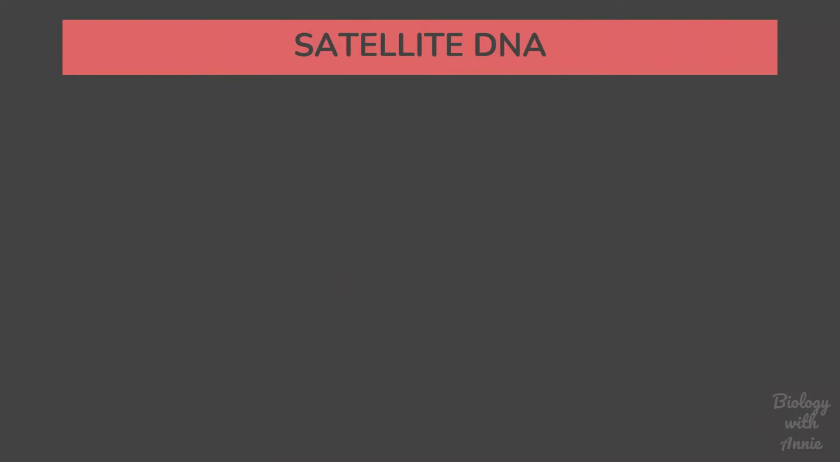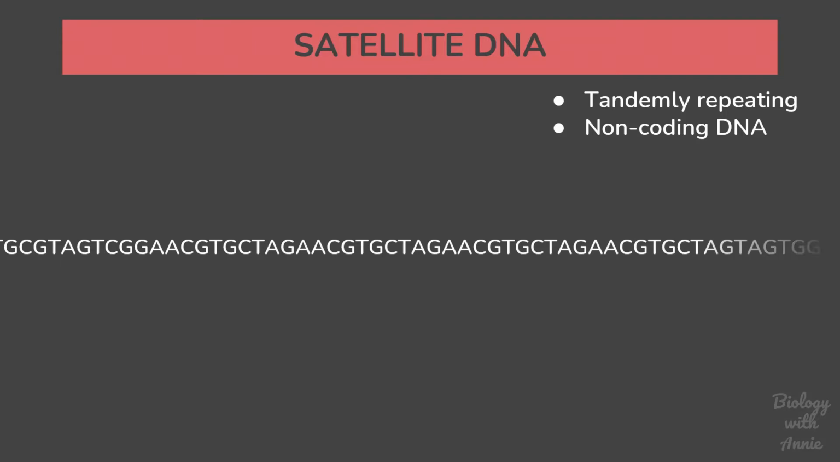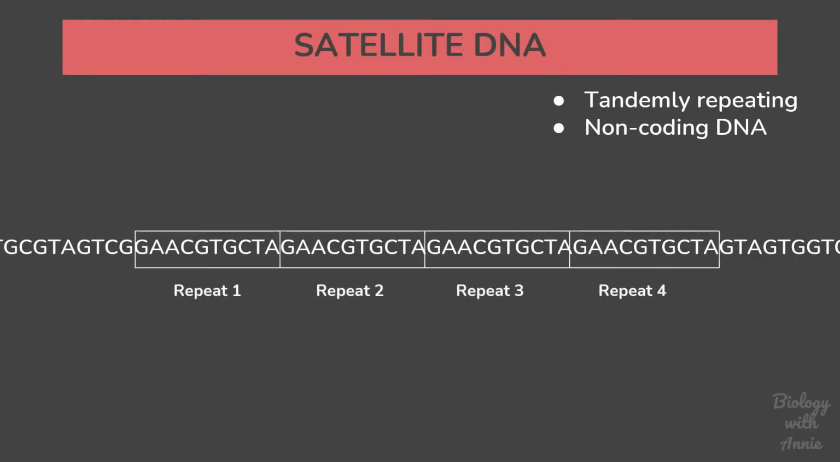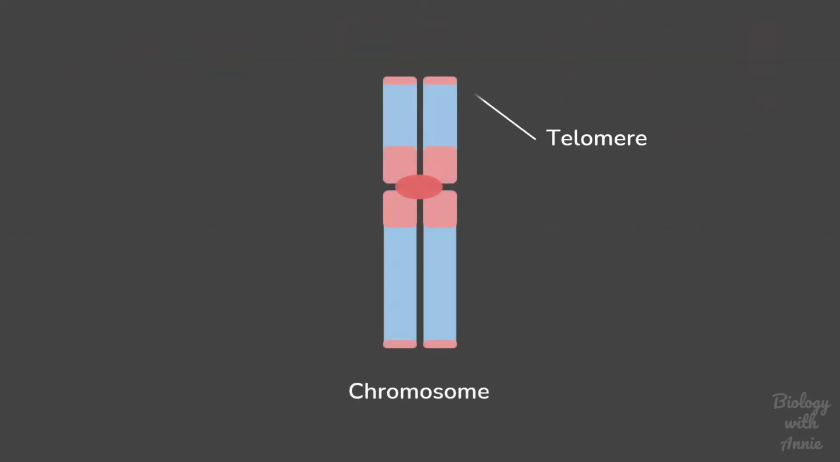Satellite DNA is a term used to describe tandemly repeating non-coding DNA. So what does that mean? Imagine this is the DNA sequence in a single strand at a specific chromosomal locus. These 10 base pairs are being repeated tandemly. That means one after the other with no interfering sequences. Such sequences are found throughout the human genome, especially in the telomere, centromere, and the region surrounding the centromere.